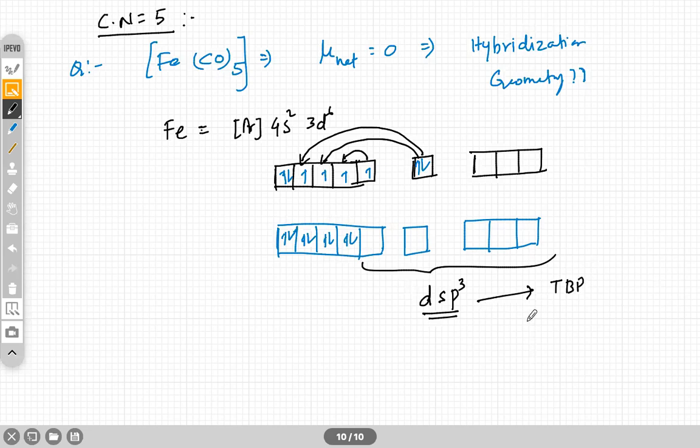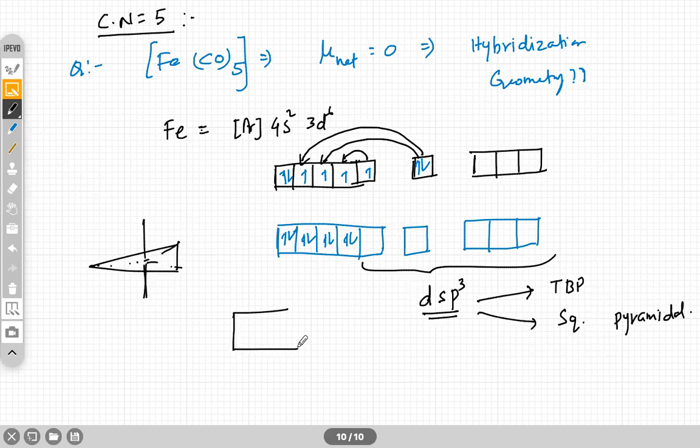or it can be square pyramidal. Which one is the correct geometry here? That depends upon the information given in the question. Now you see the square, sorry, pyramidal, not bipyramidal, square pyramidal. Okay, so if you look at the geometry here, TBP is this. This is TBP. And the square pyramidal is this.